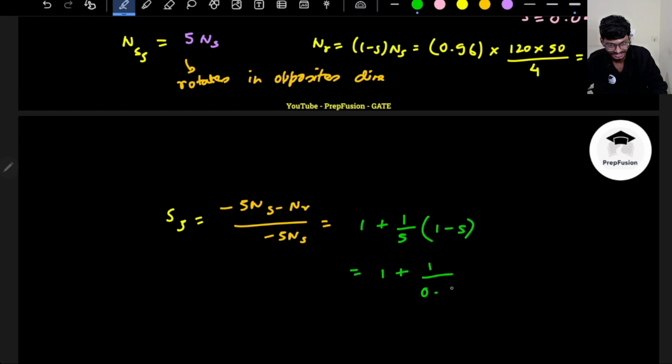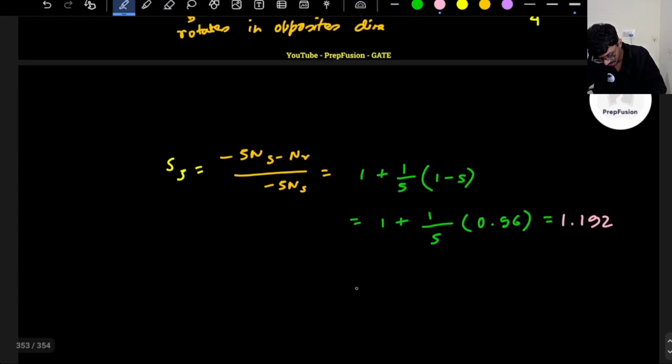Anyways, we did not actually require the Nr value. This will be 0.96. So I will calculate this value: 0.96 divided by 5, plus 1, so 1.192. Okay, this will be the slip of the fifth harmonic, and as I can observe, the slip of the fifth harmonic is greater than 1.